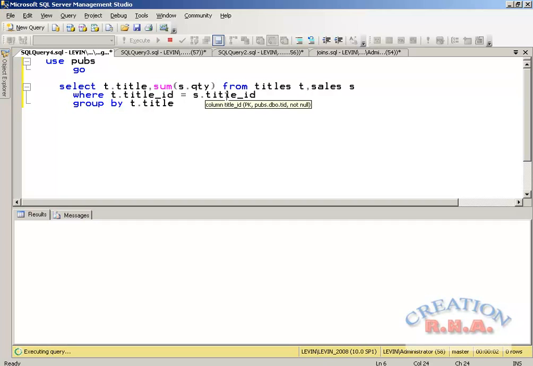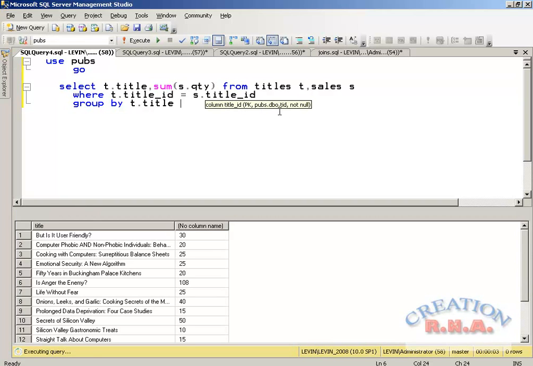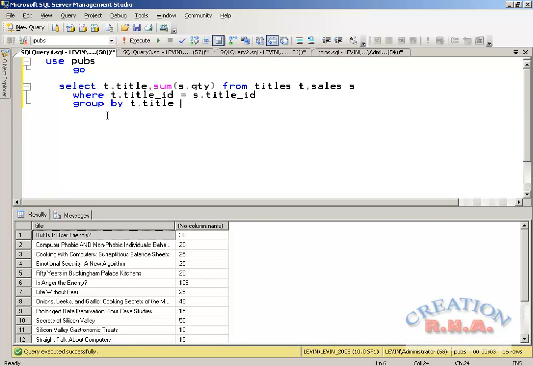Now it selects the title, it sums the quantity, from the title where title ID equals title, and group by the title ID. It uses the group by. Again, this is an equi-join. Now I think you must have understood what an equi-join is by now, and how it works.